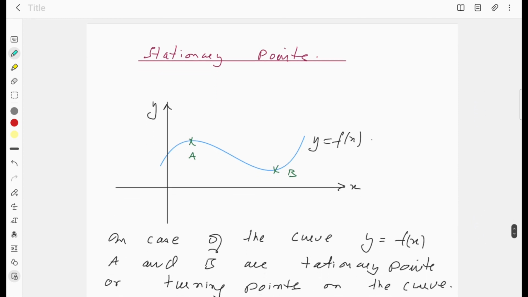Stationary points or turning points. Suppose you have a curve y equals f(x), then in this figure you can see A is your maximum turning point and B is your minimum turning point. We call these turning points stationary points because the gradient of the tangent is 0 at these two points.